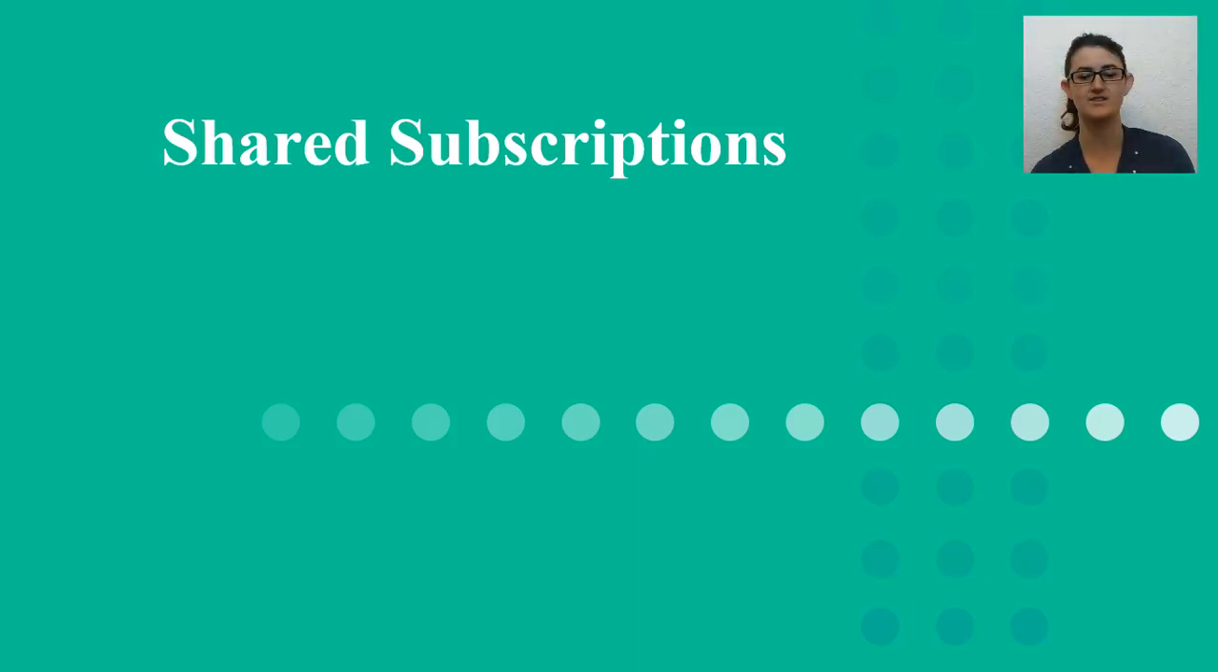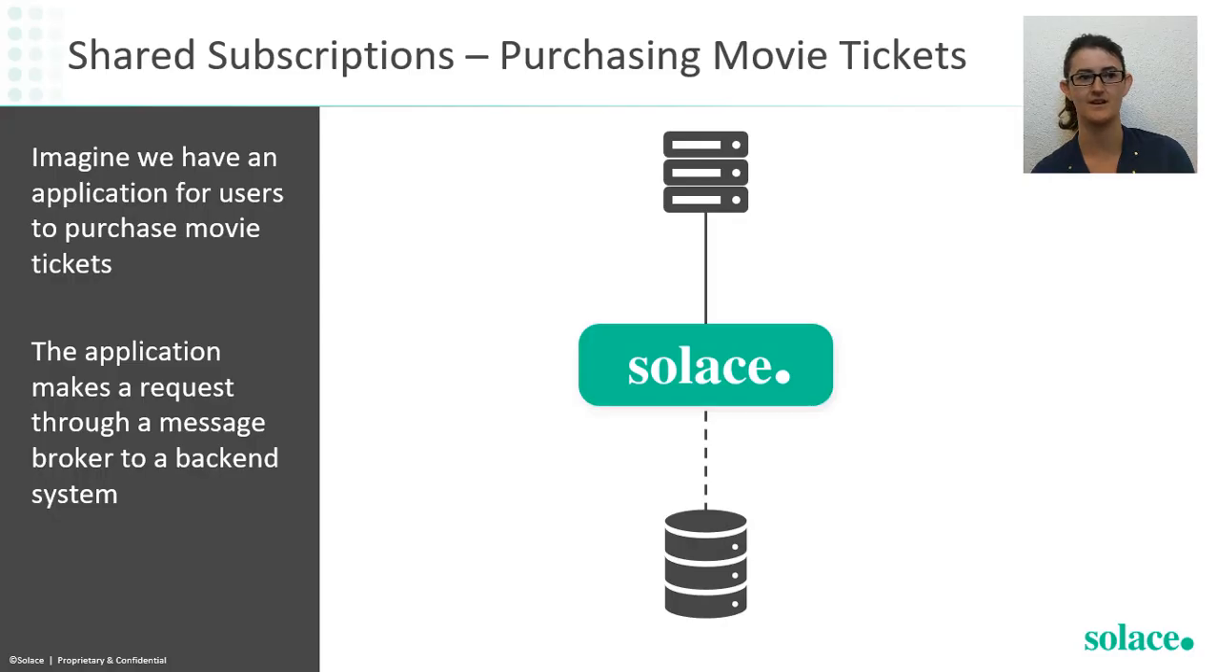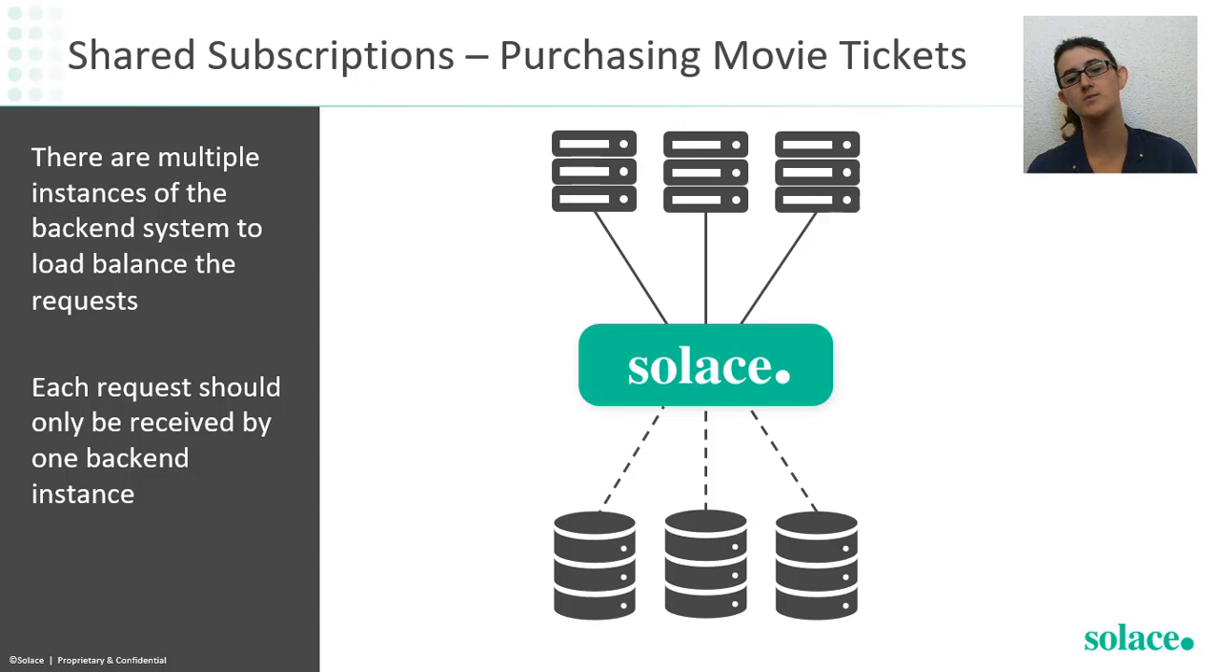In this video, I'm going to talk about shared subscriptions. Imagine we have an application for a user to be able to purchase movie tickets. The application makes a request through a message broker to a back-end system. There are multiple instances of the back-end system for load balancing and fault tolerance reasons. Each request should therefore only be received by one of those back-end instances.